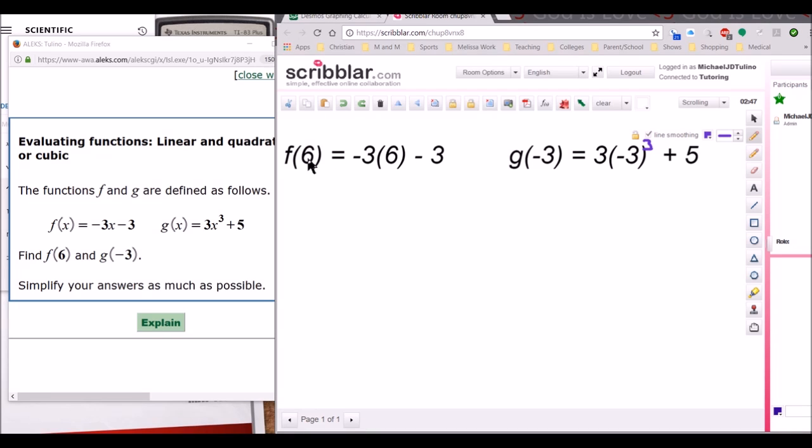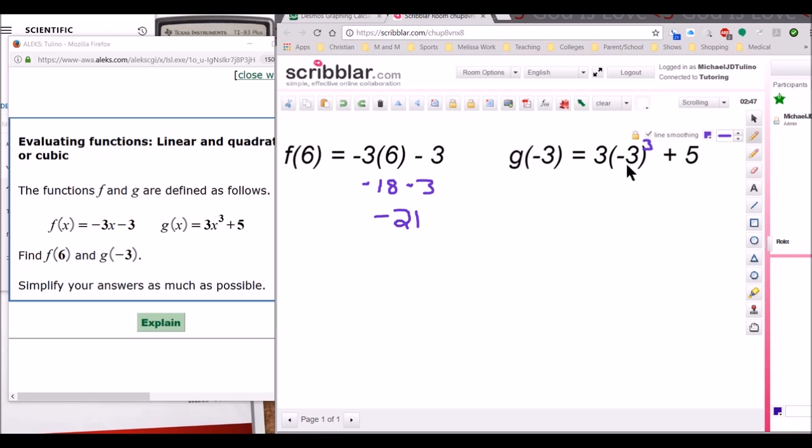So f of 6, we plug that right in. Now do not mistake this function notation for multiplication. That's not multiplication. This is just plug in. It's just showing us how we're plugging something in. And we're just simplifying this other side. So -3 times 6, -18. And then we're taking 3 more away. And so it's getting more negative, so -21.